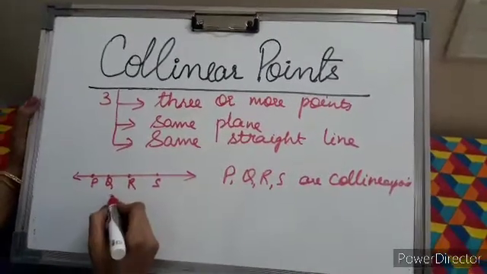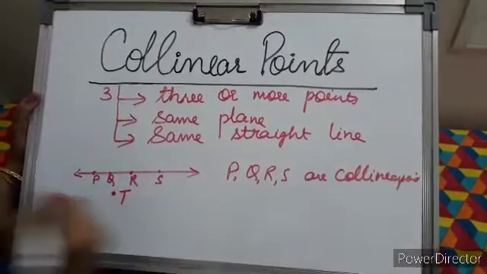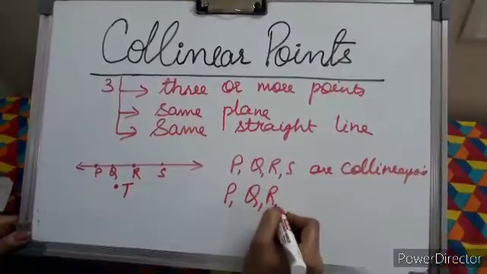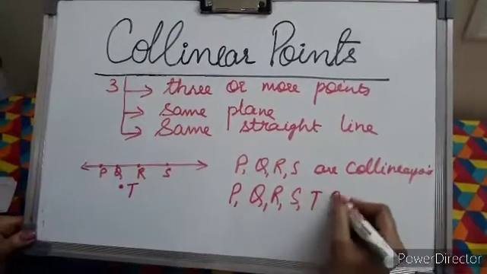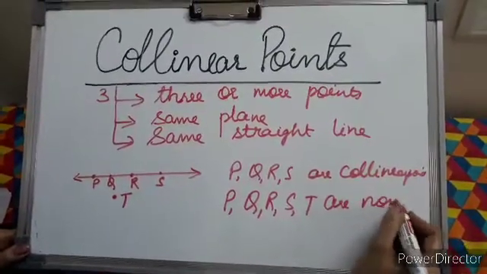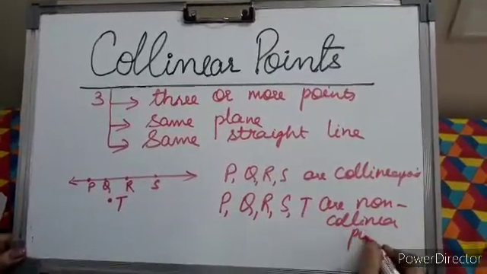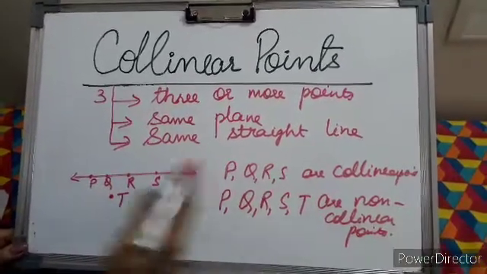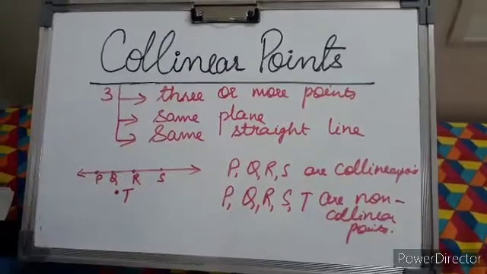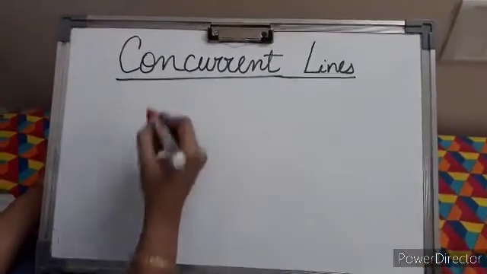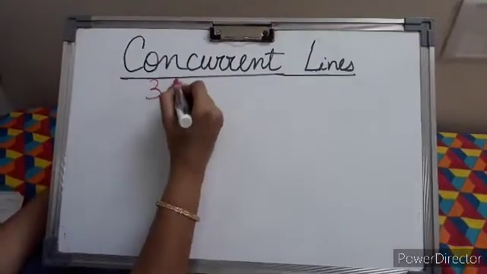But suppose if one more point is there here, point T, then what we will write? P, Q, R, S, T are non-collinear points. Okay, this is the concept of collinear points. Coming towards the next term, concurrent points. Again, for concurrent lines, 3 conditions are there.